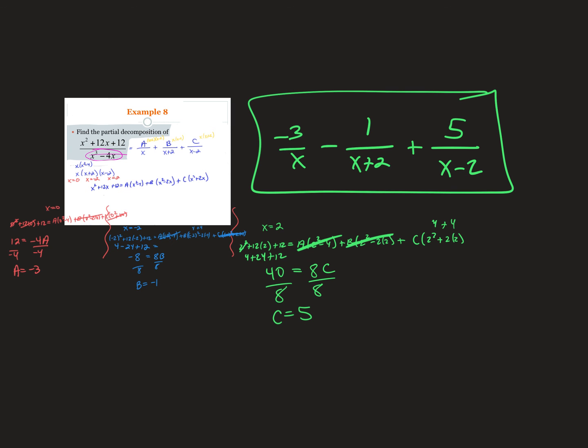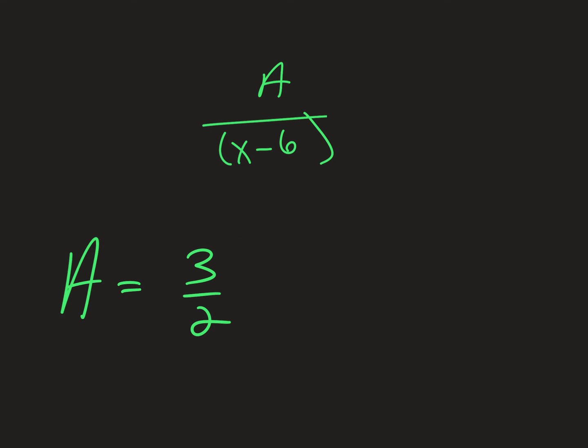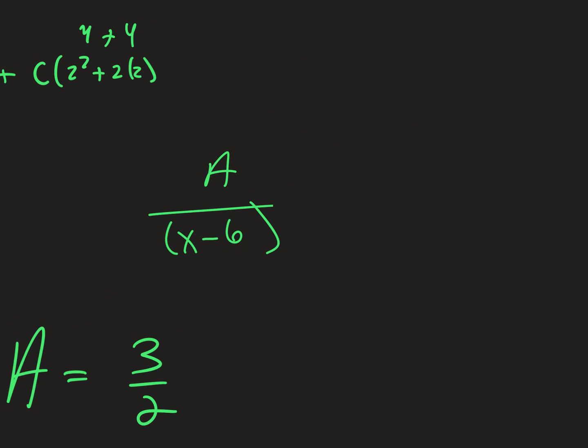One thing I do want to bring to your attention. Let's just say I had a equaled 3 over 2, right? Say I had this fraction a, and then it's x minus 6. Okay? You guys follow along? I solved it, some arbitrary problem, and I came out with a equals 3 over 2. This is not the correct way to write that.